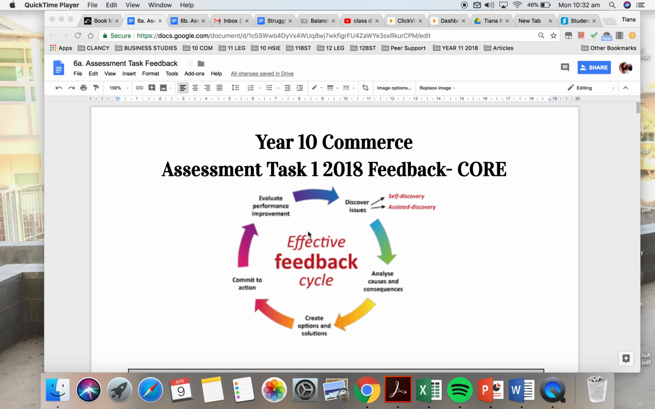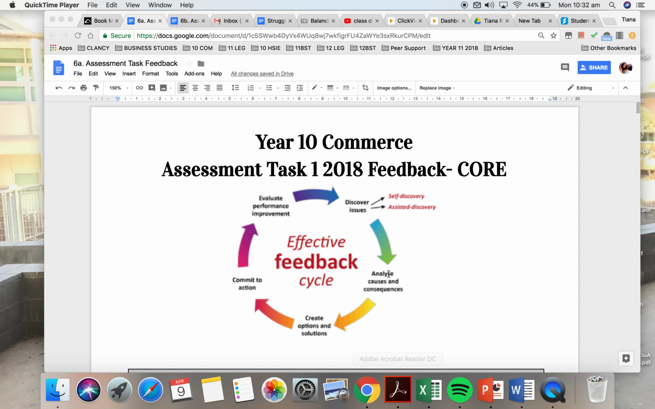So there's no point in getting your mark back and shoving your assessment task in the bottom of your school bag and then not looking at it until you clean your bag out at the end of the term. It's important that you look at your task and read the feedback, but also do activities around that feedback to help you improve. So we're going to spend pretty much the whole lesson looking at feedback for this task.